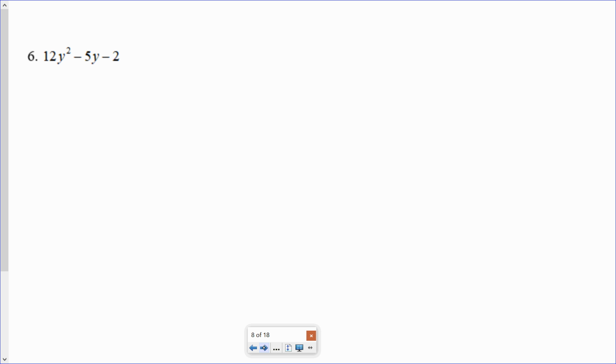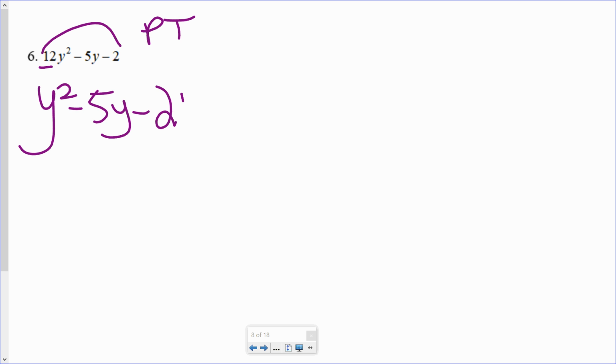Is there a GCF? No. Dots, no. Trinomials, yes. Bridge, yes, because there's something in front. I call it a tricky trinomial. To factor tricky trinomials, we use our bridge. Don't forget to pay the toll later. I'm multiplying the first and the last number to get 24.